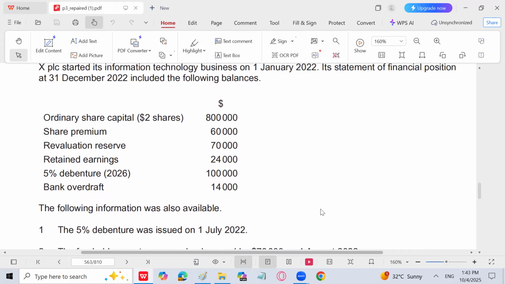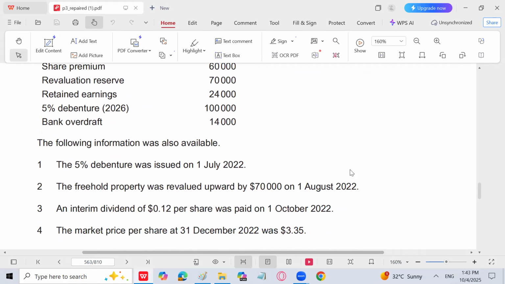5% debenture was issued on 1st July 2022. So it means that you are not supposed to calculate interest or finance cost for the whole year, because the debentures are issued on 1st July. So it is supposed to be calculated for 6 months. 1 lakh into 5% into 6/12, which is going to be 2,500.